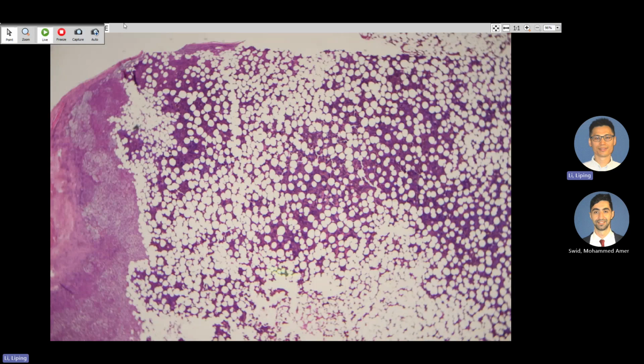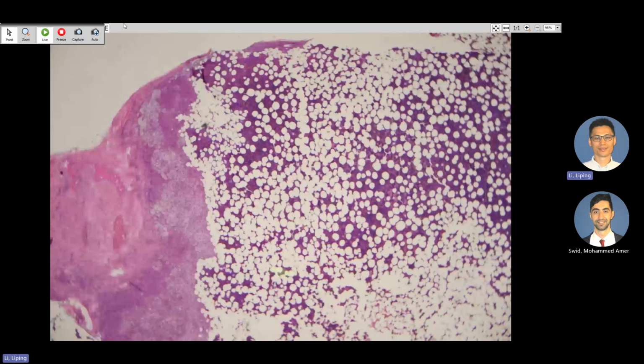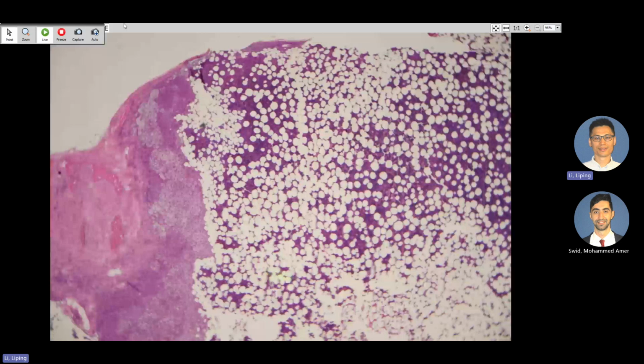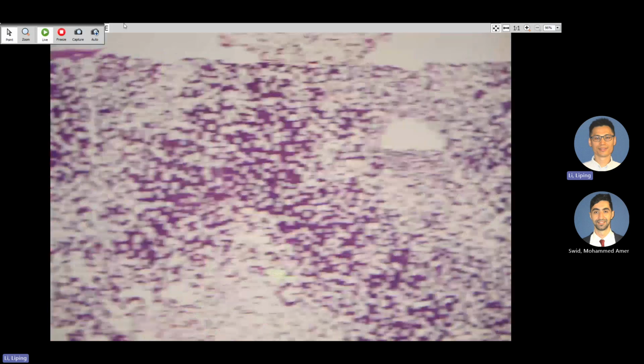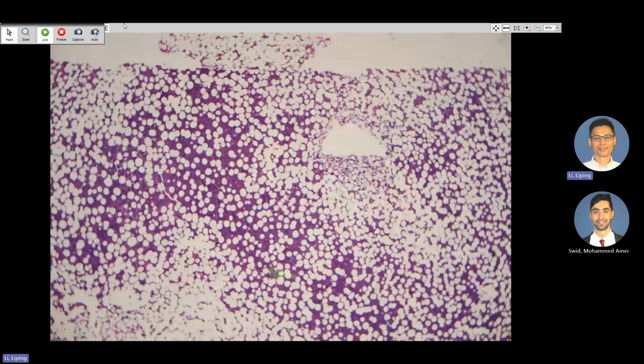This one usually we can tell on gross. Kind of well circumscribed, normal, and then full of this adipocyte, and then in high power, this.